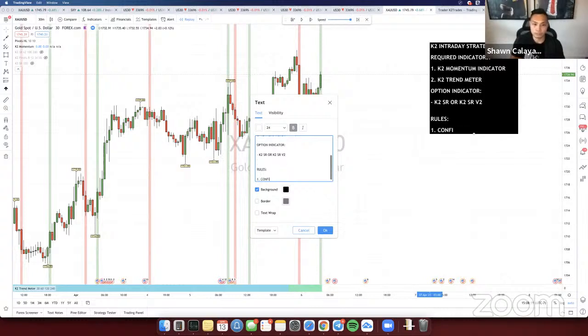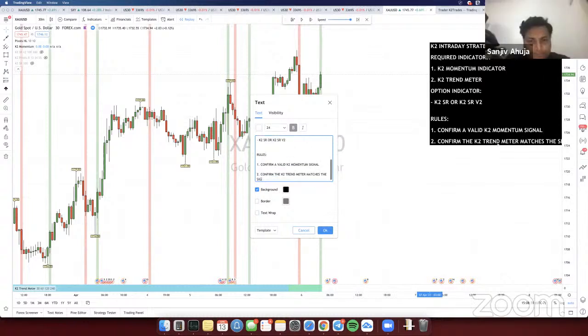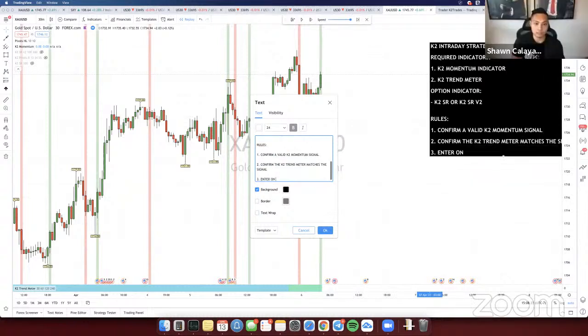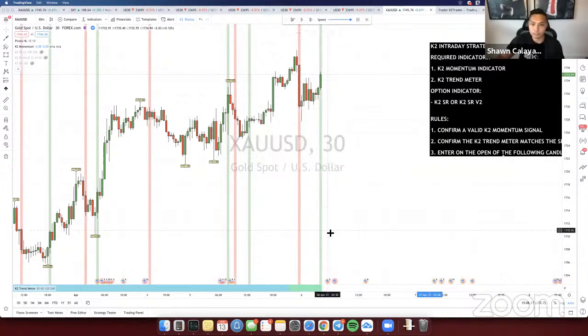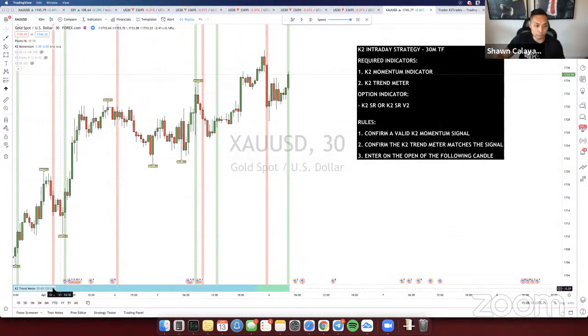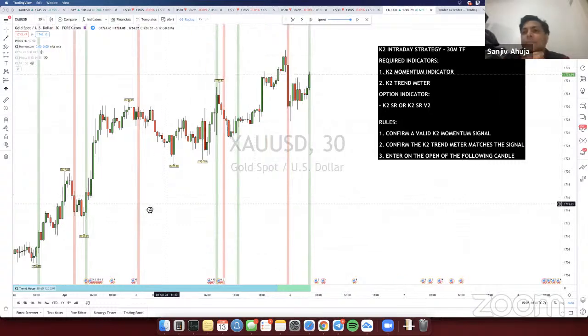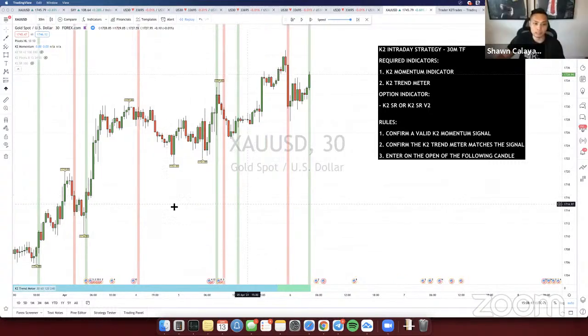So first, you just want to confirm a valid K2 momentum signal. And then last, you want to confirm the K2 trend meter matches the signal. And then after that, you can enter on the open of the following candle. Do you know how the trend meter works down here? Green with the blue is your consolidation, red is the down, green is the up. Exactly. Okay, perfect.